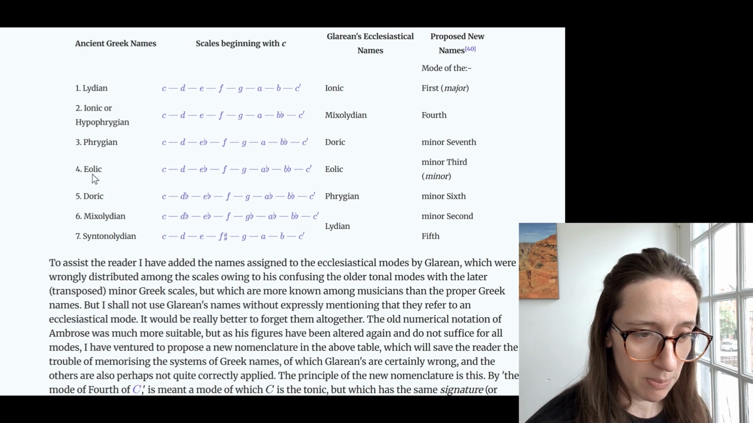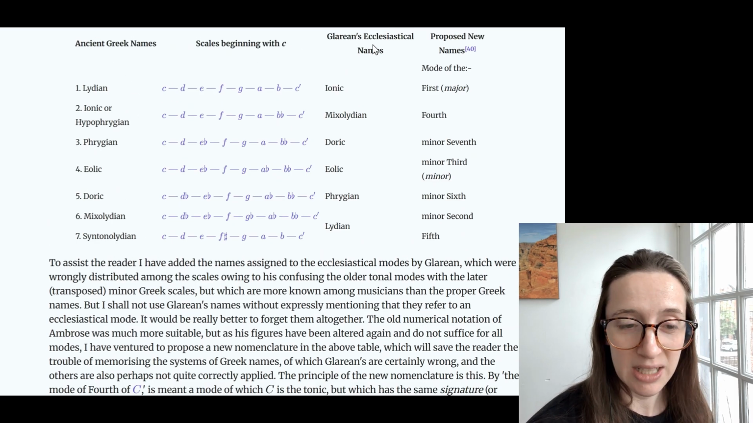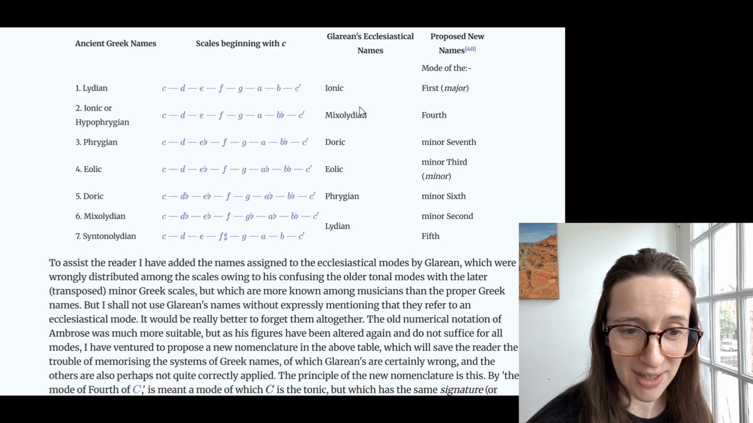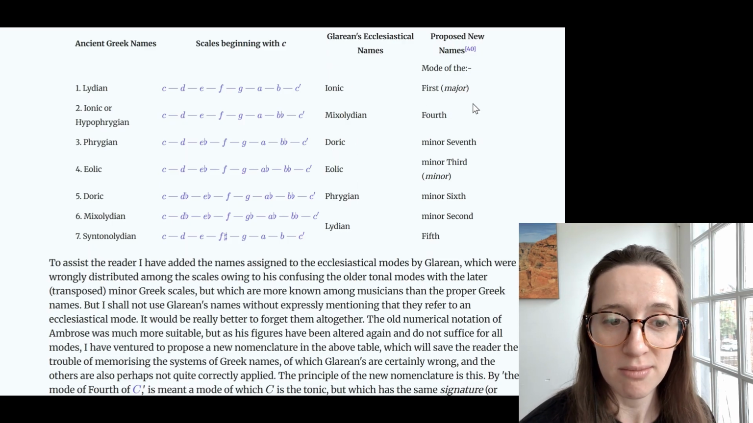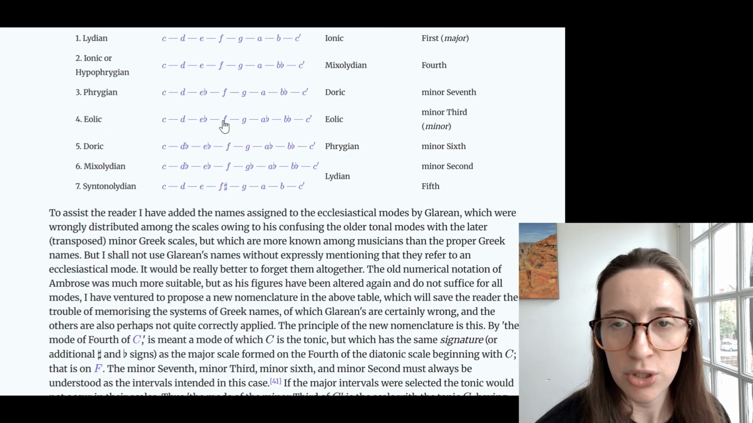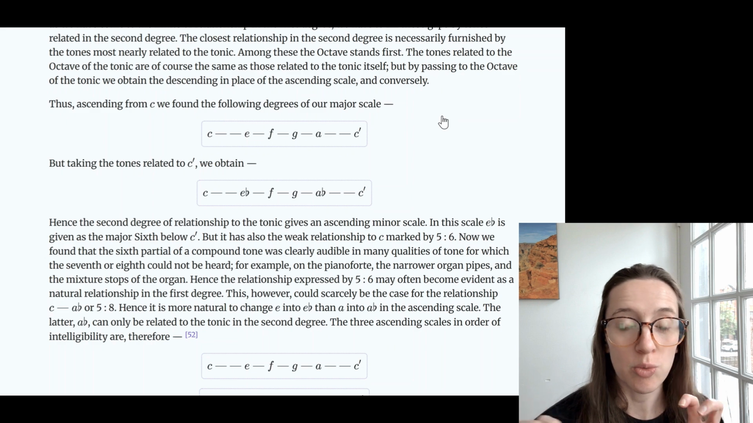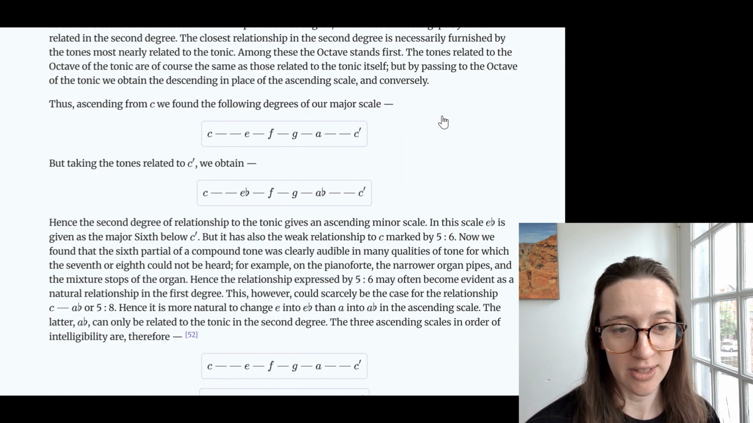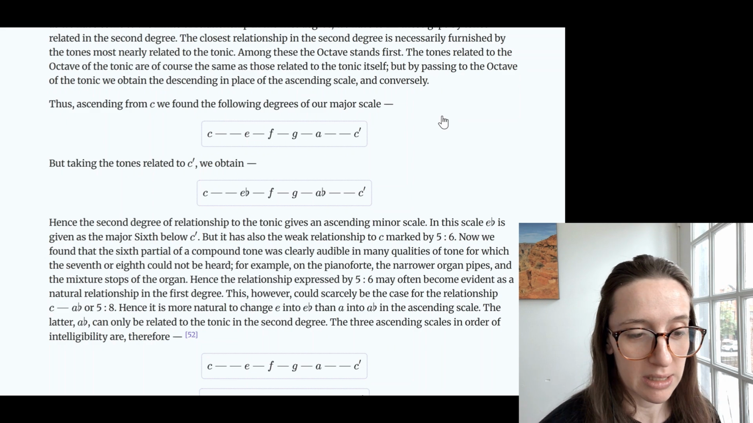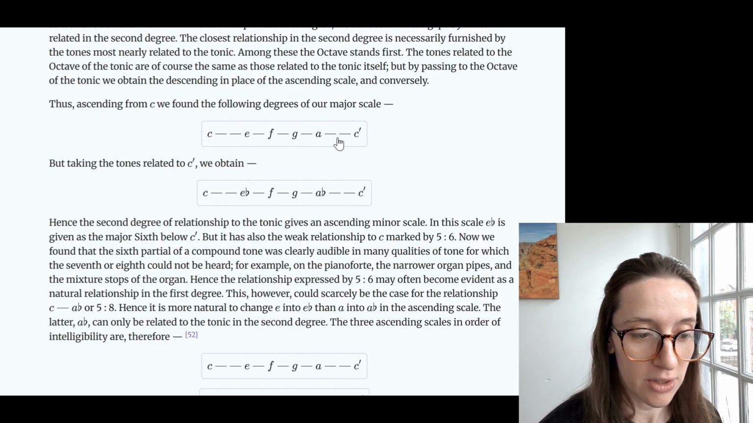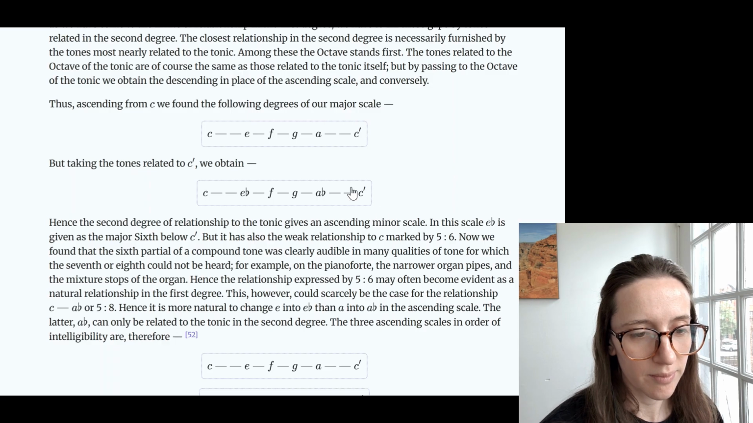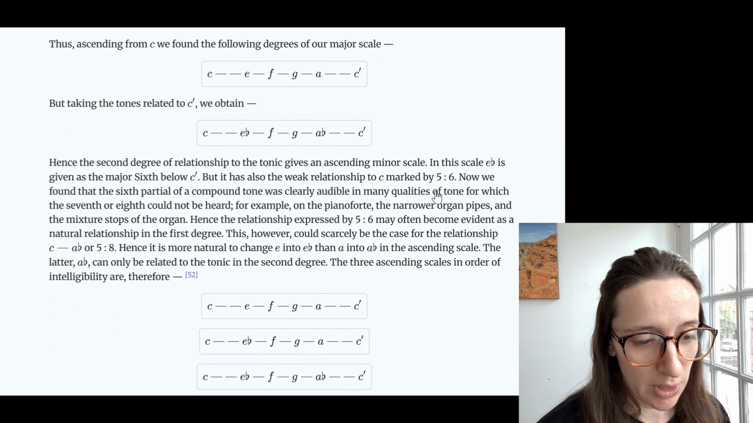And he's put the ancient Greek names on this side, Galerian's ecclesiastical names here, and some proposed new names. And of course, just click it to hear it. Helmholtz proceeds to derive these scales in the same way that he did with the pentatonic scales, starting with the notes related in the first degree, and continuing on from there.